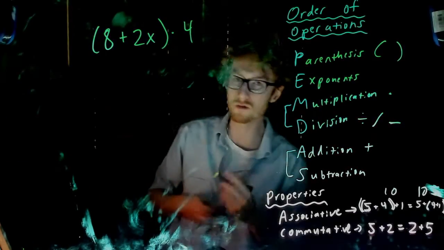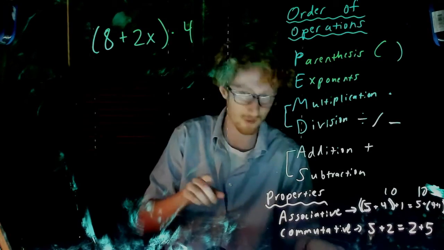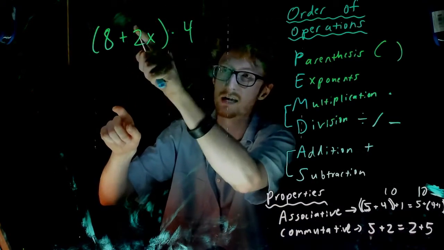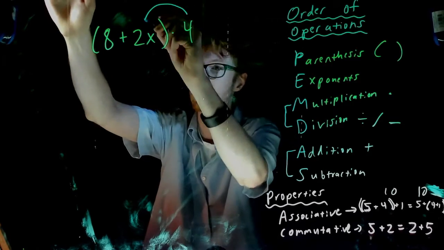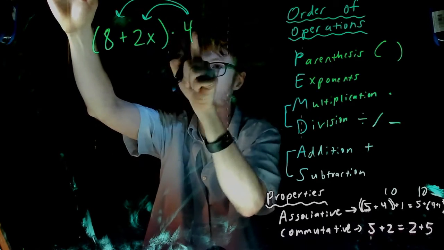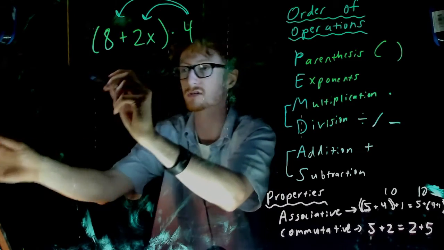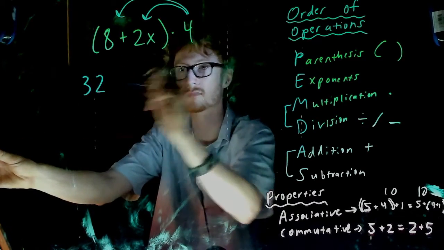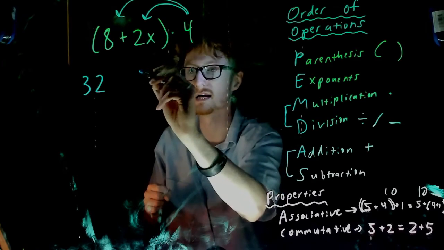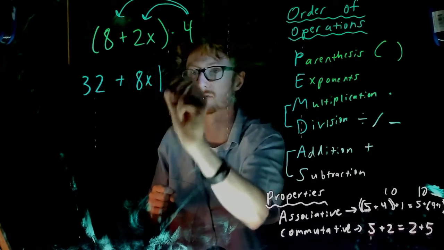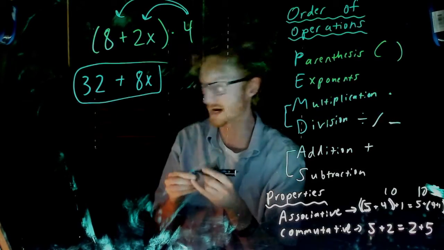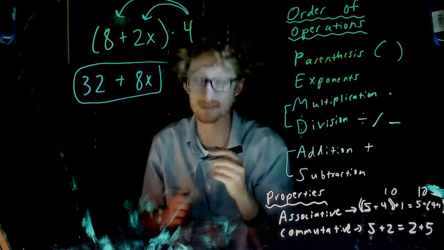Now you may say, well, how do I distribute that? Well, there's two ways. You can actually do your arrows like this. I'm going to do it kind of backwards. It doesn't matter which way you do it, I'm going to do it this way. 4 times 8, that is 32. And then 4 times 2 is 8x. Don't forget your sign in between. Same way, it just looks a little backwards. Now, we're going to talk about an order to write these in at another point in time.